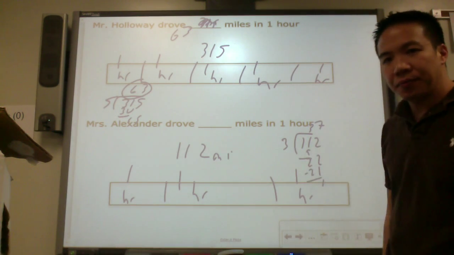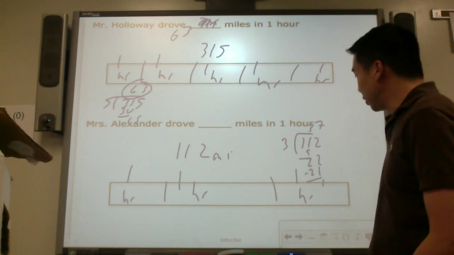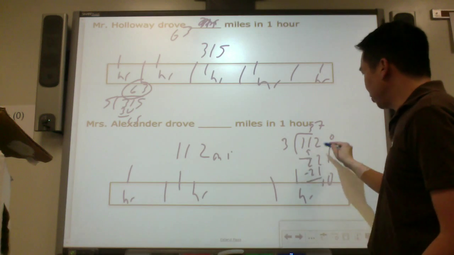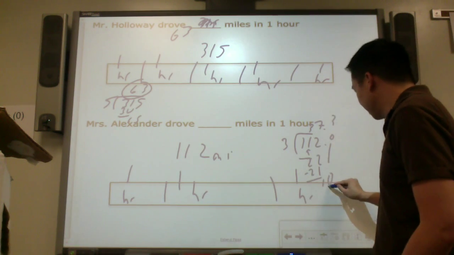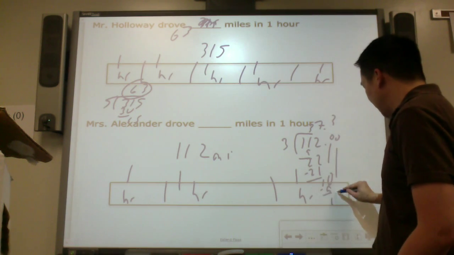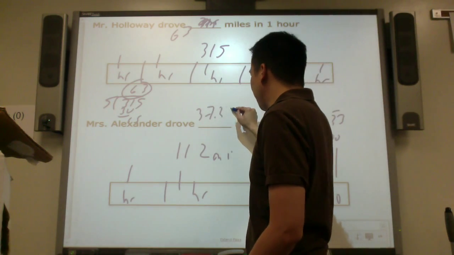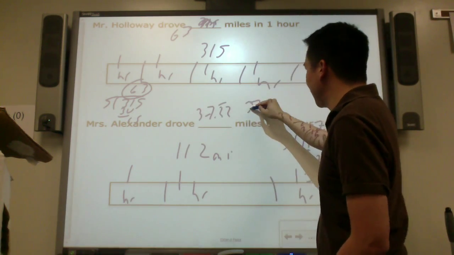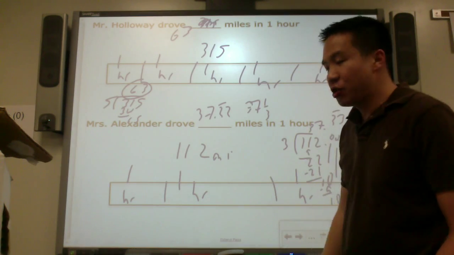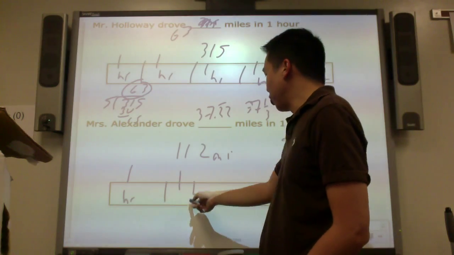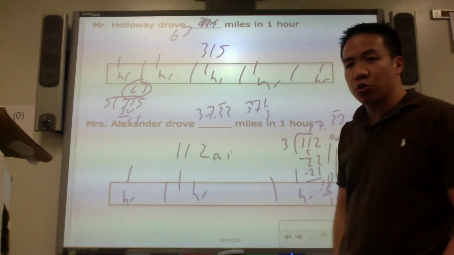Uh-oh, got a remainder. We can get rid of that. Add a 0. How many 3s go into 10? 3 times. It's repeating. So it's 37 and 3/3 hundredths repeating, or 37 and 1/3 miles for every 1 hour. So 37 1/3, 37 1/3, 37 1/3, or 112 miles.